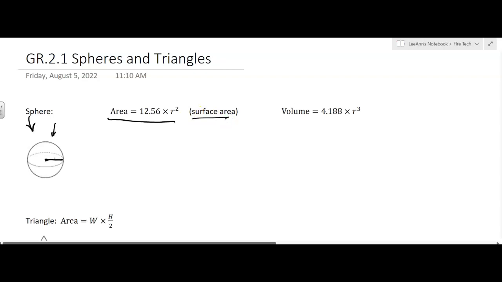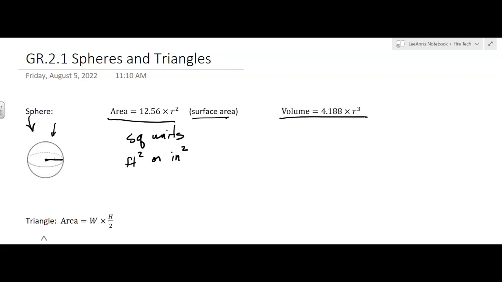It is an area measurement, so it will be in square units. Depending on how big the sphere is, it could be feet squared or inches squared or something like that. You can also find the volume of a sphere. So how much air does the ball hold? Or if it's a tank, like you were filling it with water, how much water could you fit in there? Volume is a cubic measurement, so cubic units, like feet cubed or inches cubed, something like that.